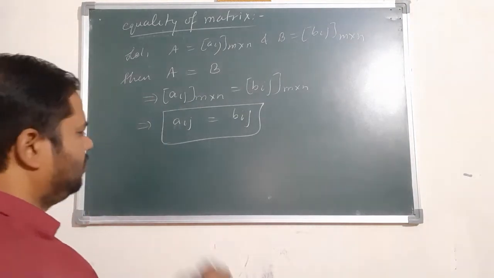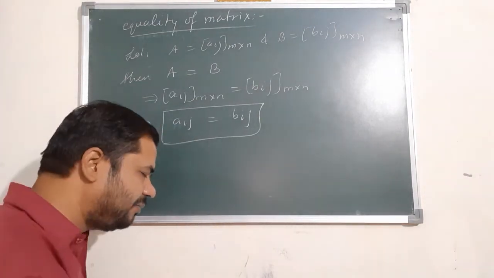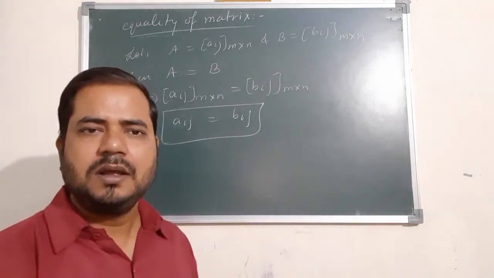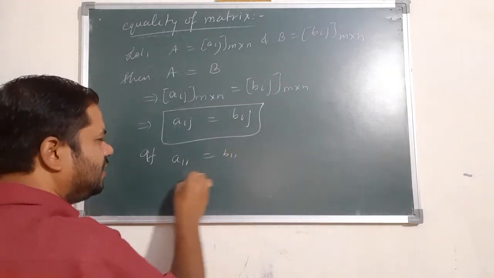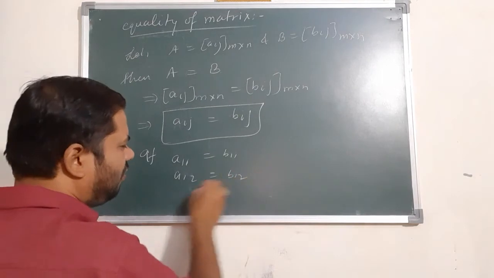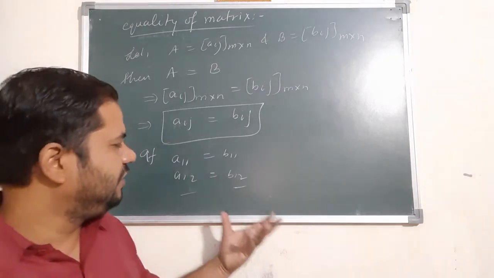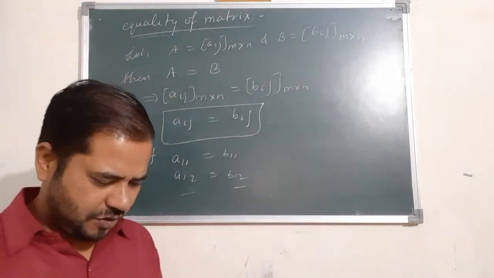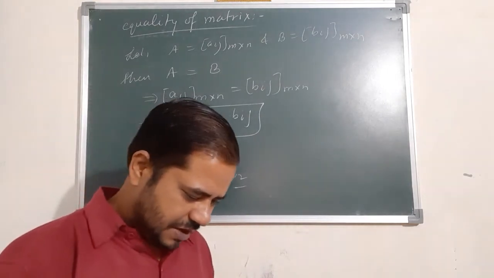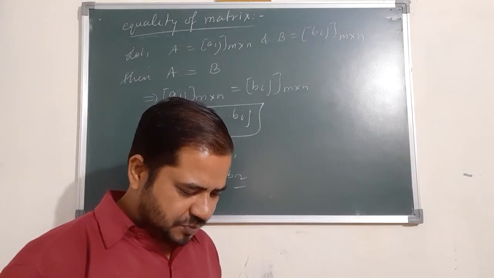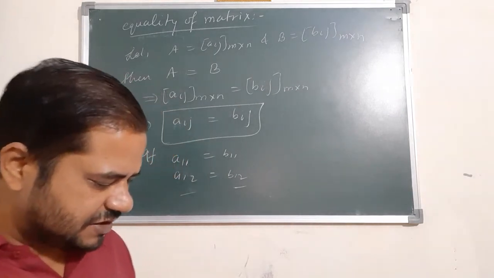But how to know both the matrices are equal? If all the corresponding elements are equal, that means A11 is equal to B11, A12 is equal to B12, and so on for all the elements, then only you can say the given matrices are equal. Two matrices A and B are said to be equal if they are of the same order and Aij is equal to Bij for each i, j.